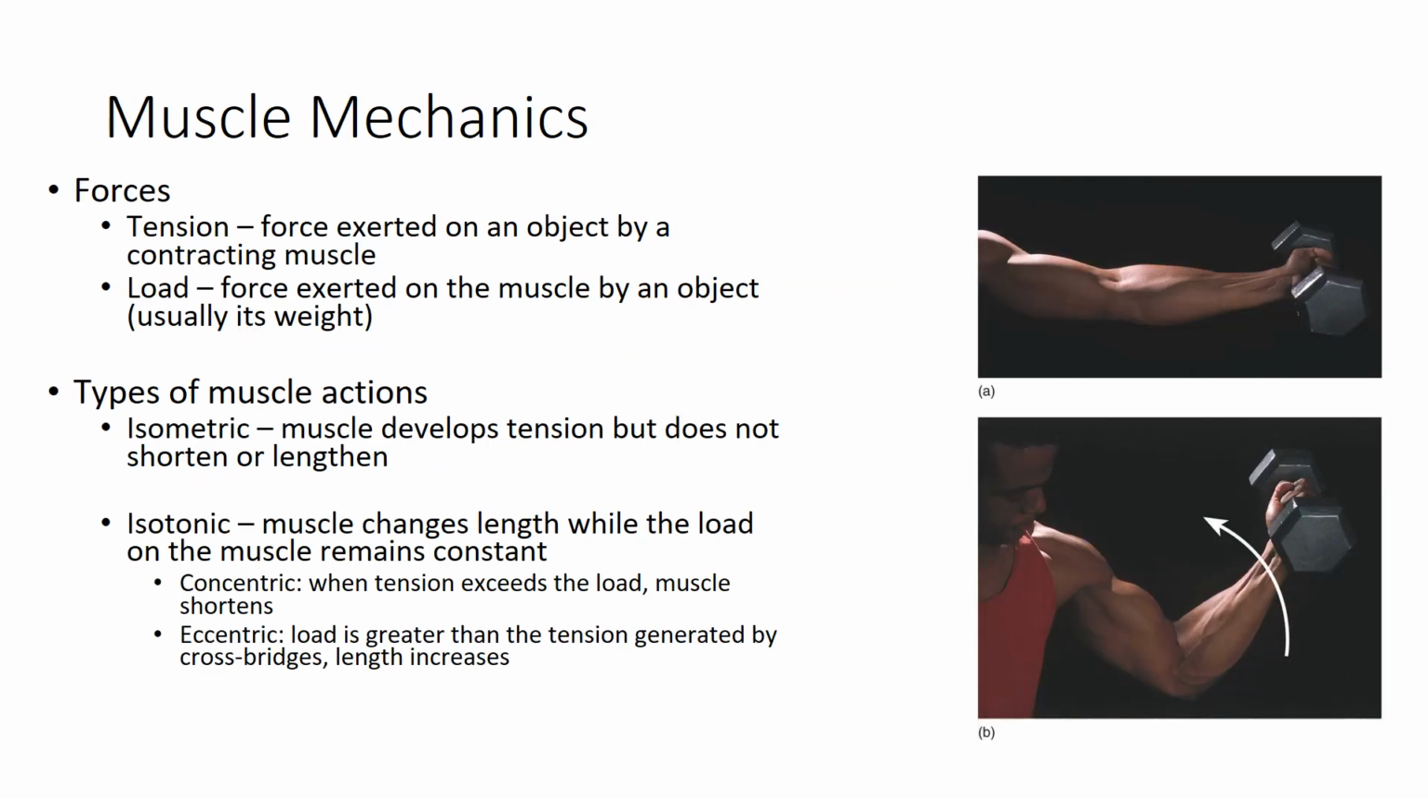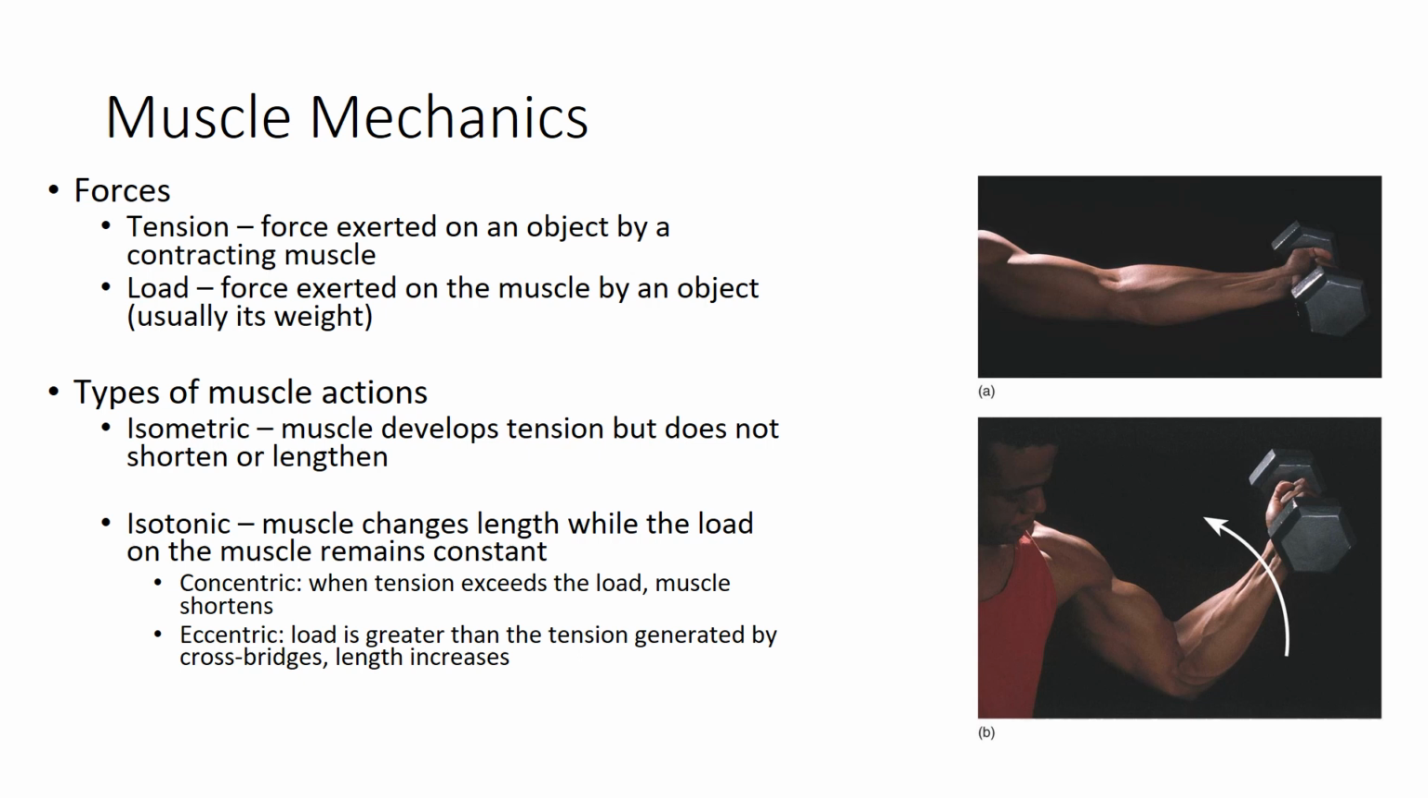When we look at the key terms for muscle mechanics, we can see that force is broken down into two separate categories. Tension is the force exerted on an object by a contracting muscle, and load is the force exerted on the muscle by an object, and this is usually a weight, such as a barbell, dumbbell, or kettlebell.